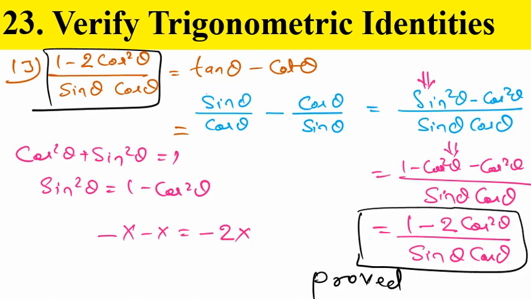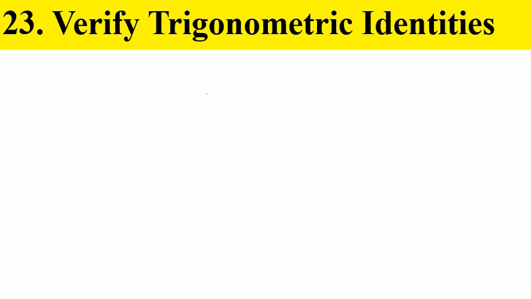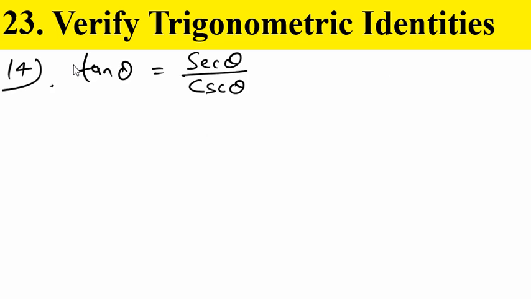Okay, let's try the next question now. Question number 14 seems very easy. Tan theta is equal to secant theta over cosecant theta.